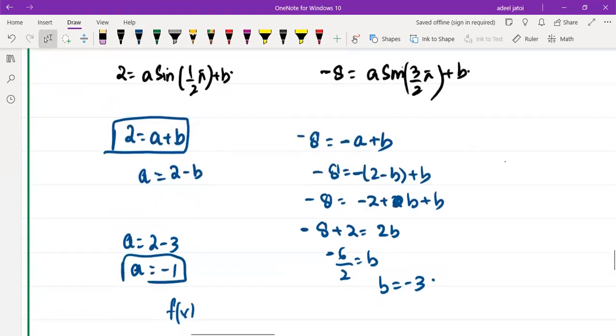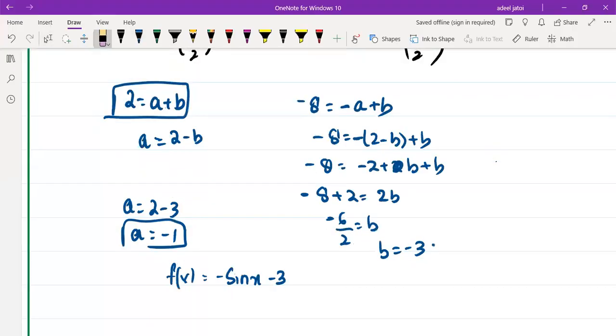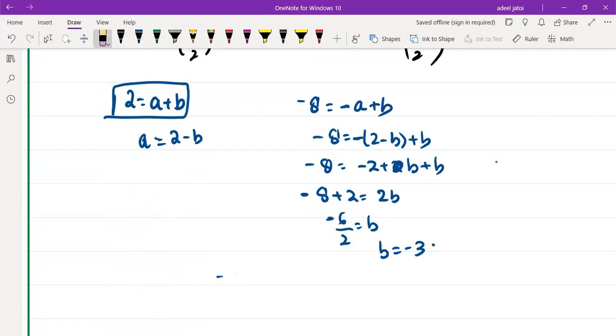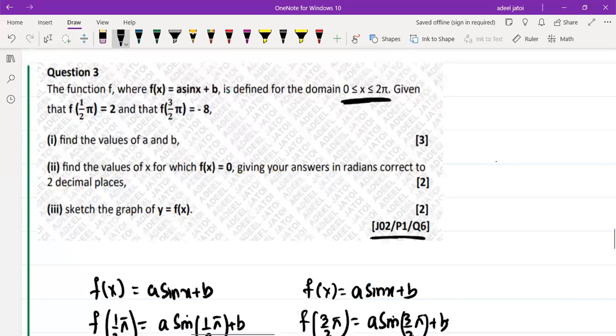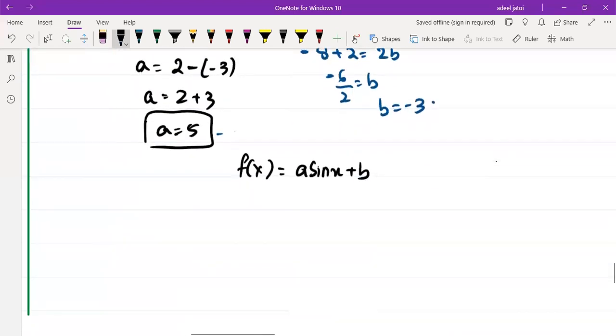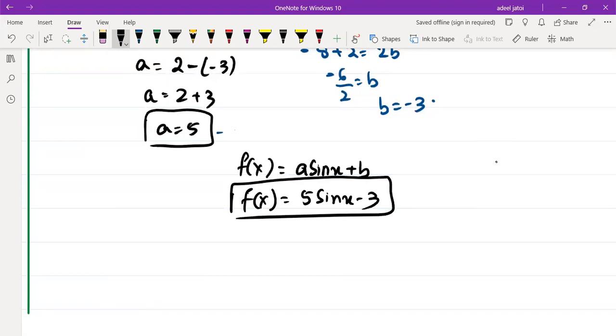f(x) is equal to minus sin x minus 3. Okay, just correcting the value of a: a was 2 minus b, and b is minus 3, so a will become 2 plus 3. a becomes 5. So knowing that f(x) was of the form a sin x plus b, a is 5, so f(x) becomes 5 sin x minus 3.